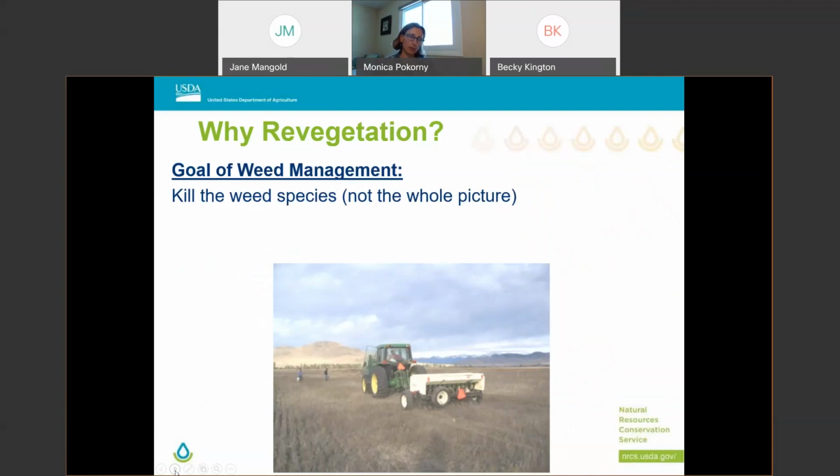And why would we want to include revegetation in weed management? I think we've done a really great job in our campaign in the war on weeds, and people are really focused on getting rid of weeds out of their landscape. But I think sometimes we miss the whole picture. It's not just about getting rid of what we don't want, and we really should be focusing a lot more on what plants we want in our plant community, what we want that landscape to look like, as part of our weed control efforts.